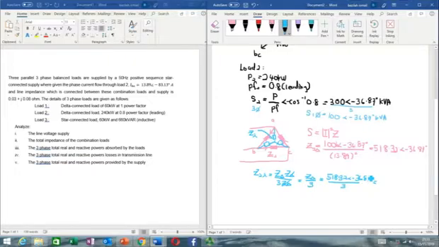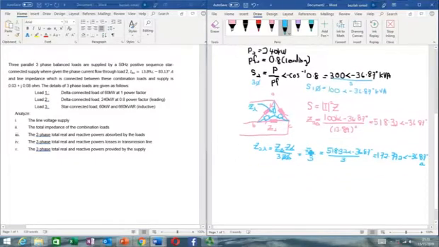Okay, so divided by 3, so the answer is 172.772 angle 36.87.